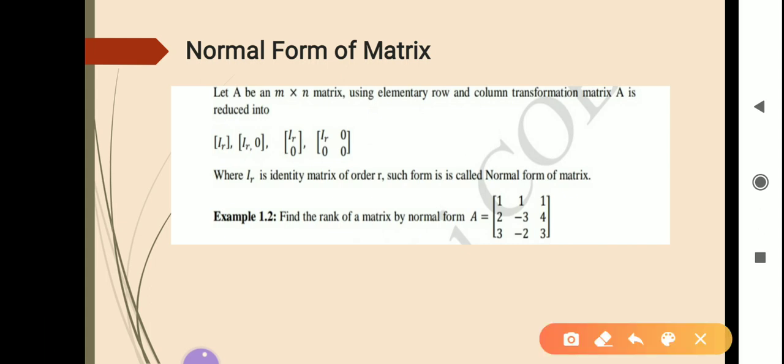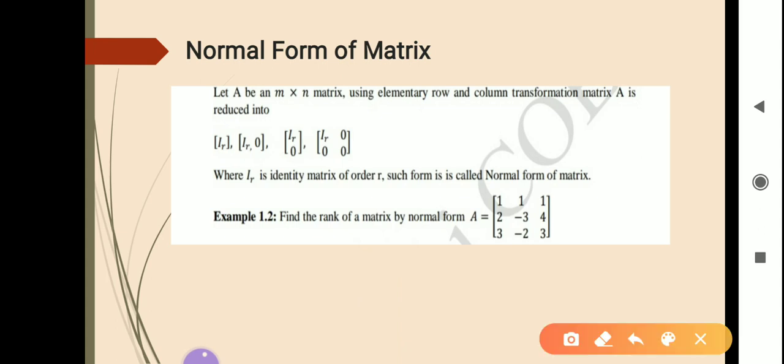Now what is meant by this I_R? Suppose you write I2, so I2 becomes [1 0; 0 1]. This is I2. What is the rank of this matrix? The rank of this matrix is 2. So if I_R is there, then R is the rank of the matrix.